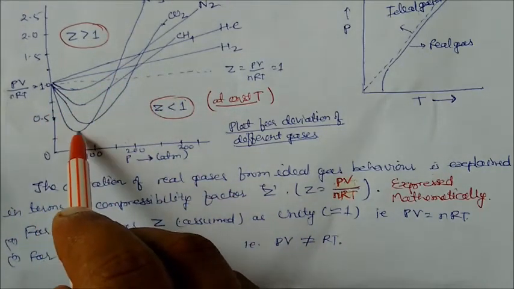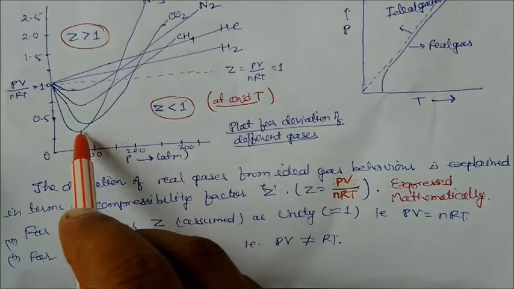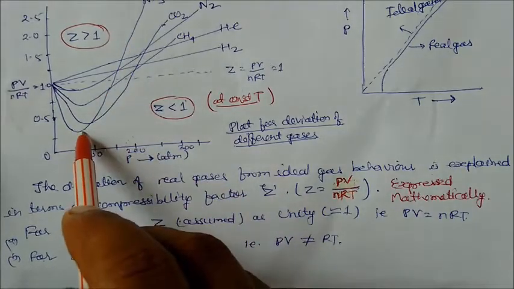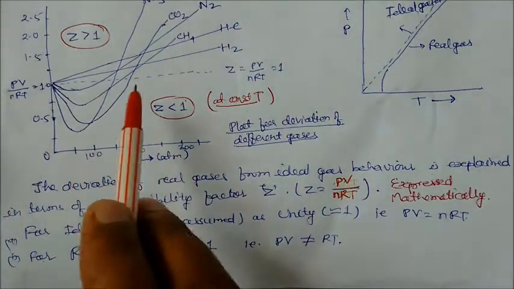You can see this is the dip of this curve. Here if you increase the pressure, it is going down. This means up to this level, this gas, which can be ammonia or carbon dioxide, can be easily liquefied, at one particular temperature.